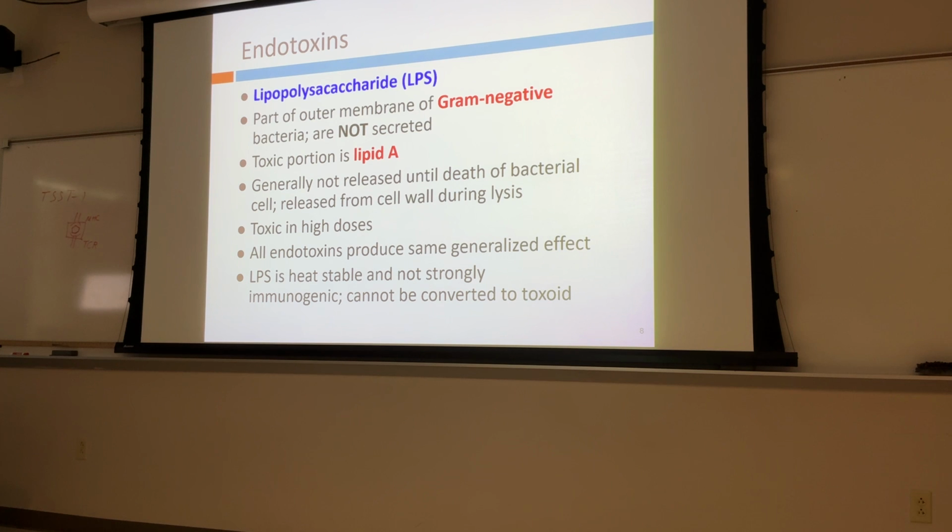So LPS is heat stable. What does that mean? It means if you try to autoclave it, it's still there. It doesn't do anything to it. It's not strongly immunogenic, and it cannot be converted to a toxin. What does that mean? If you take a toxin, you can use a chemical, say, to activate it so it unfolds a little bit, so it doesn't recognize whatever target site it's supposed to recognize in you, and it causes toxigenic effects.